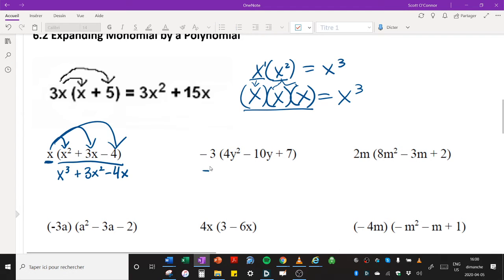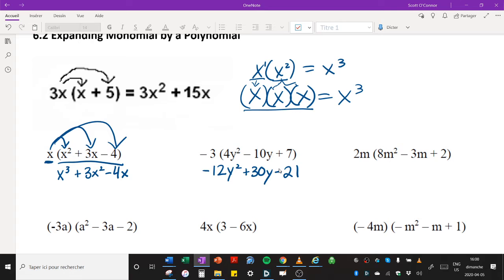If I do negative 3 times 4, I get 12, and I have to keep that y squared. So negative 3 times 4y squared gives me negative 12y squared. Negative 3 times negative 10 gives me positive 30. That y still has to be there because it's still multiplying by 3. Negative 3 times positive 7 gives me negative 21, and I've expanded.